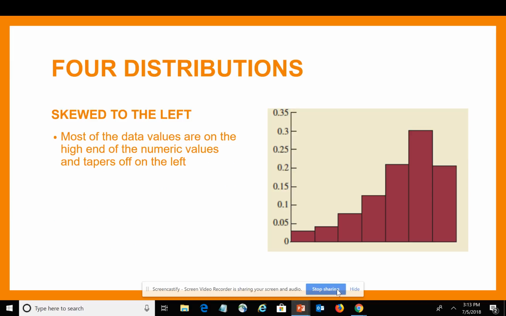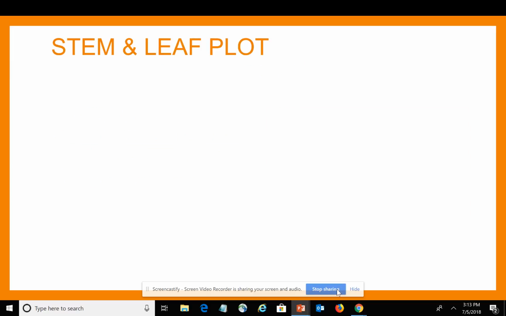With skewed to the left, most of the data values are on the high end of the number line, or in this case, on the right-hand side, and then it tapers off on the left. I kind of think about this one like an airplane taking off. It taxis down the runway, and then it starts to lift off, and then reaches its high point until it gets ready to land. Skewed to the left is also called negatively skewed. You're going to be asked to identify the distribution of your data set from a graph using your eyeballs.